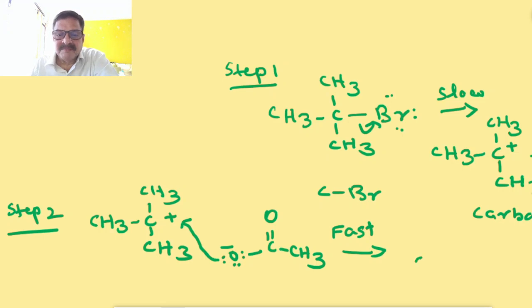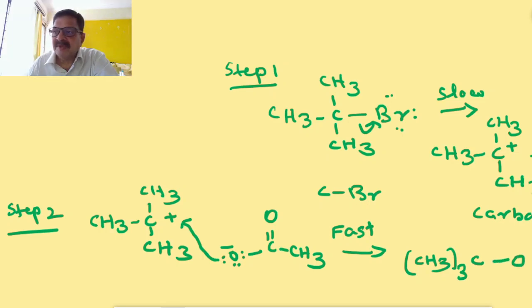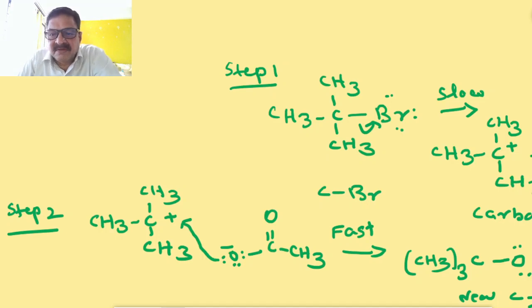So the C-O bond will be CH3 thrice, then we have a C. A new bond is formed here. See, this is the new bond being formed here. Then the rest remains the same, COCH3 here. An acetate is formed here. So the nucleophilic attack of the acetate anion on the carbocation takes place, and a new C-O bond is formed. The C-Br bond is broken and a new C-O bond is formed in the product here.